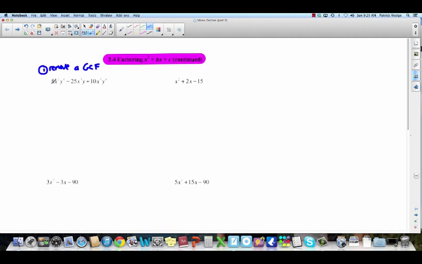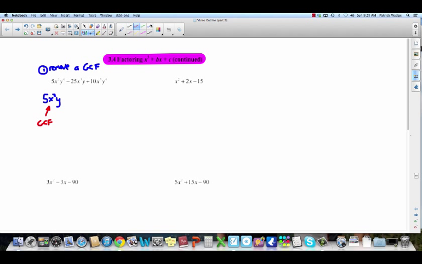So if I look at the numbers, I've got 5, 25, and 10. I can take a 5 out. If I look at the x's, I've got 2 of them, x squared, 3 of them, x cubed, and 4 of them, x to the fourth. Remember, you take the smallest exponent because you want to know what's the most you can take out of each term. Well, the most you can take out is 2 out of each one. We look at the y's, 4, 1, and 4. The most you can take out is 1. So this right here is your GCF.